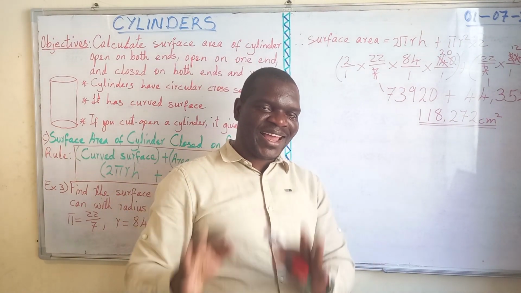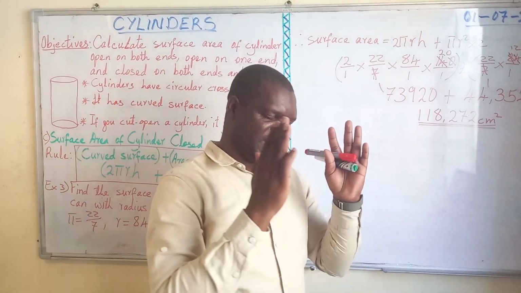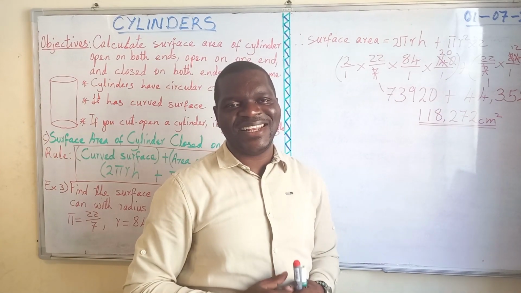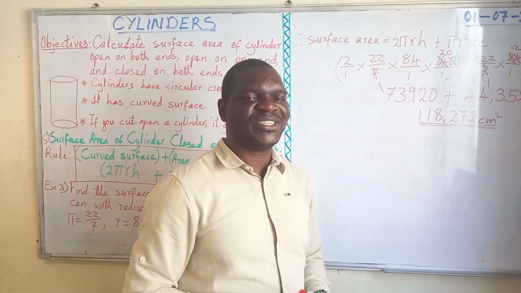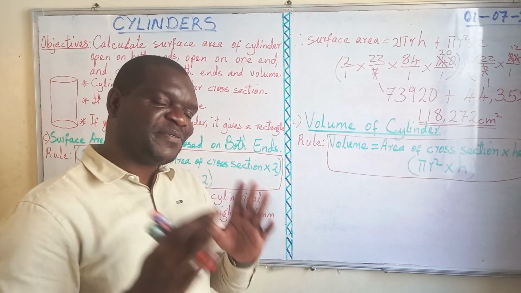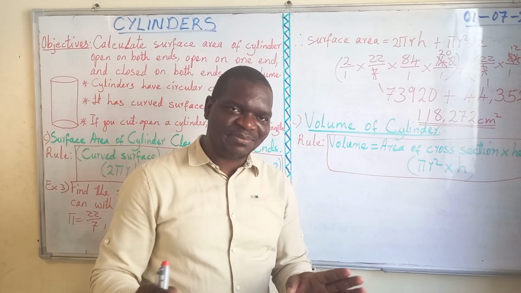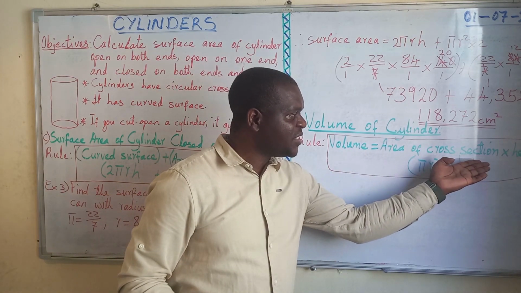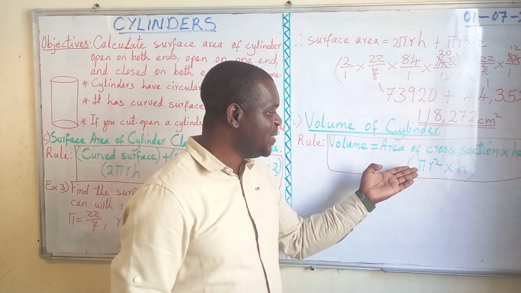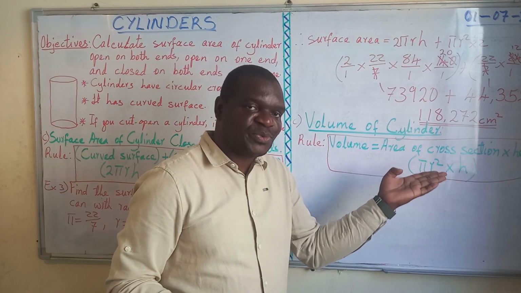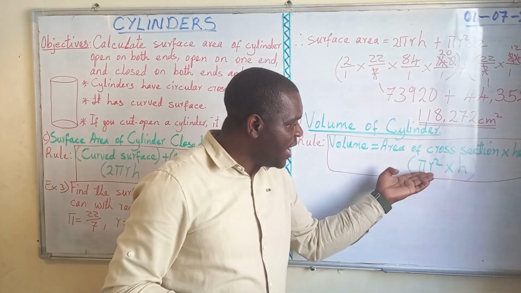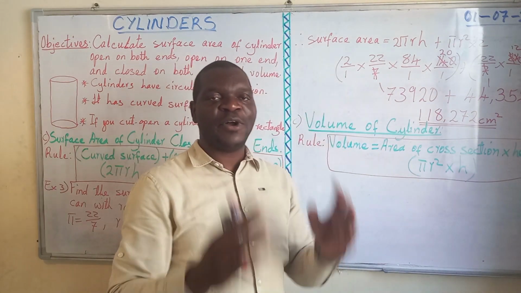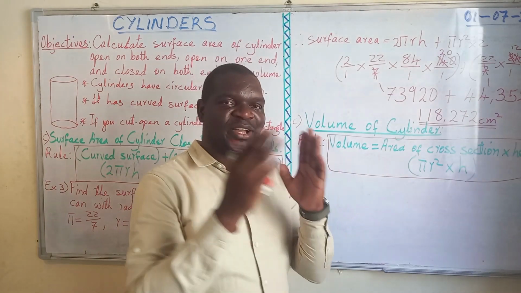Now we're moving to the last aspect, and which is the volume of a cylinder. How do we calculate the volume of a cylinder? Stay calm and watch. To find the volume of a cylinder, it's very simple. Now let's look at the rule. The rule states that find the area of the cross section and multiply by height. So in this case, cross section, as we know, is the circular end, is pi radius square, and you multiply that by height, is going to give us the volume of a cylindrical container.